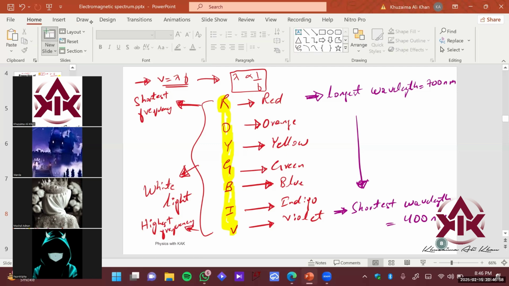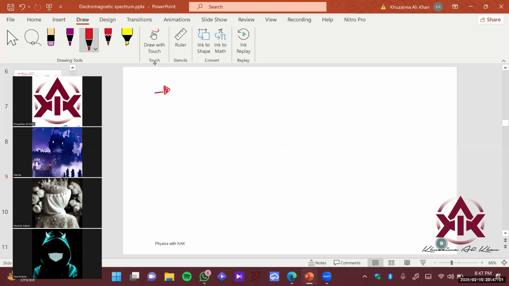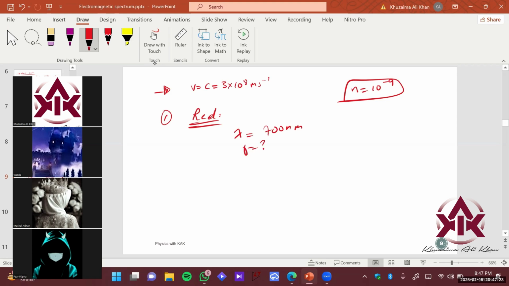We know that the speed for all EM waves is fixed, so speed is equal to the speed of light, that is 3 exponent 8 meters per second, right? And let's figure it out for red color. For red, the wavelength is 700 nanometer, and nano means 10 to the power minus 9, right? So you can find the frequency easily. What is the formula? Speed is equal to lambda f. Just make f the subject, so it becomes speed upon lambda. Just put in the values. It's 3 exponent 8, speed of light, divided by the wavelength, that is 700 exponent minus 9.